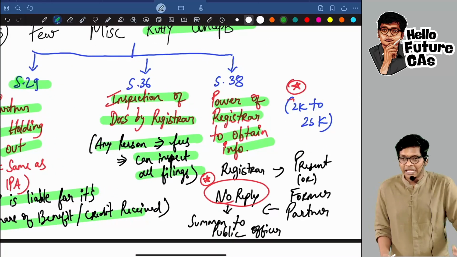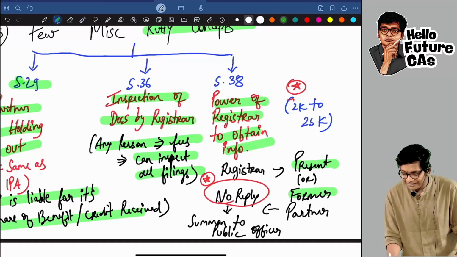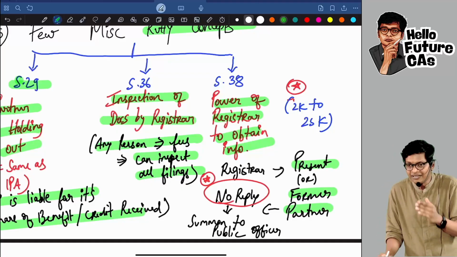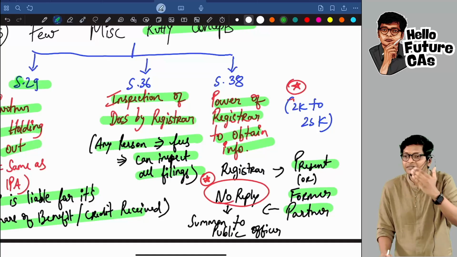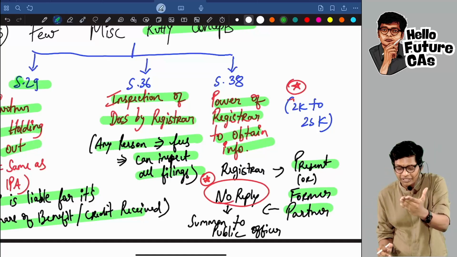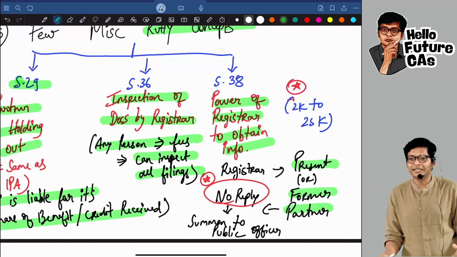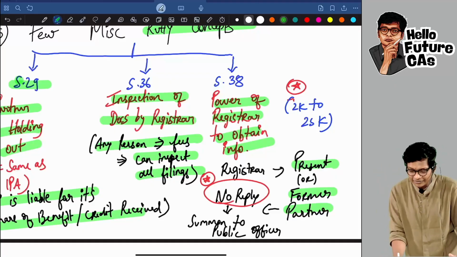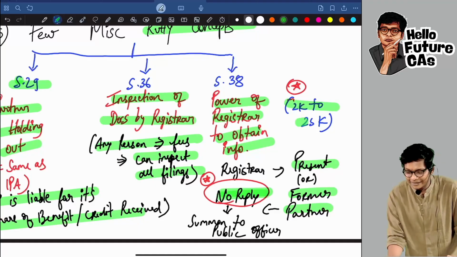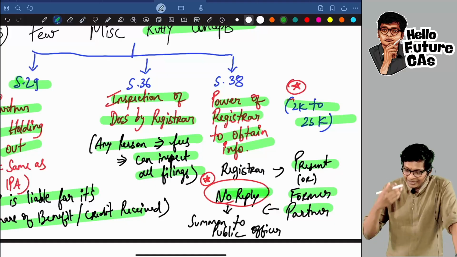Next, power of the registrar to obtain information. If the registrar wants information from the LLP, either from a present or former partner, I will send a notice and he will give the information. No reply, sir. Rukmani is a partner in the LLP. I sent her a notice. She is an old partner, so she is not replying. She says, with the LLP I don't have any association. So she never replied. If there is no reply, penalty, even if you are a former partner. Are you following, guys?